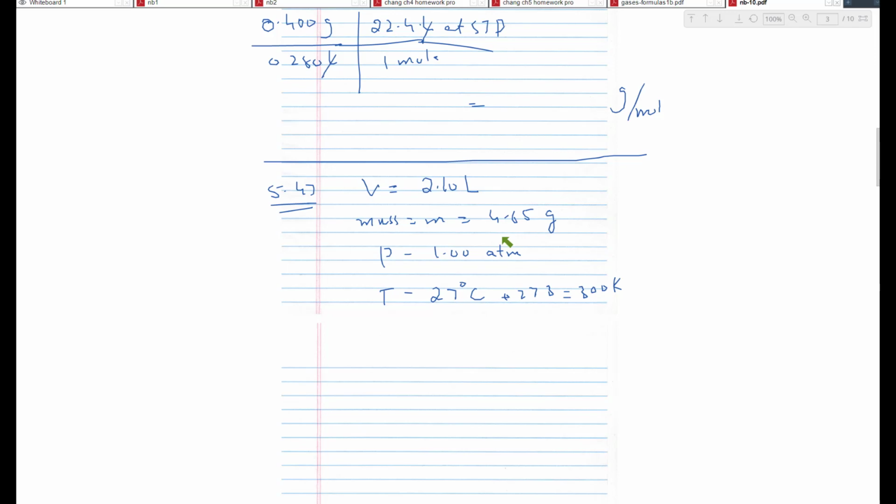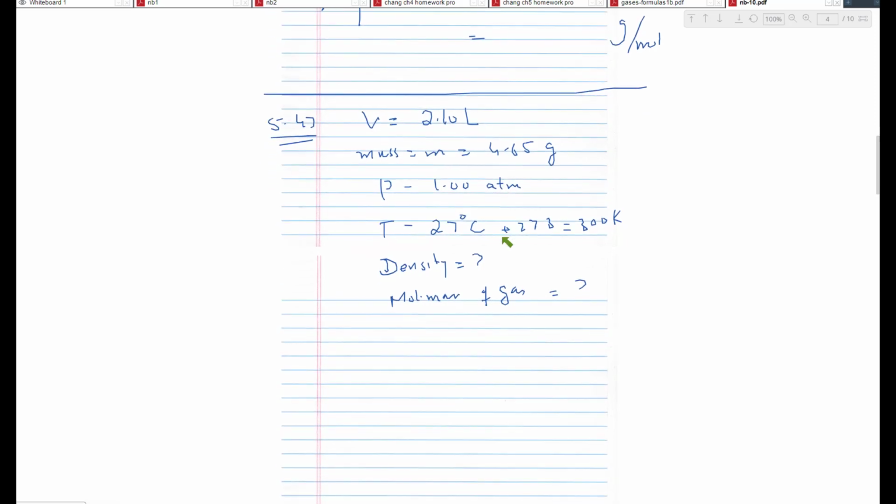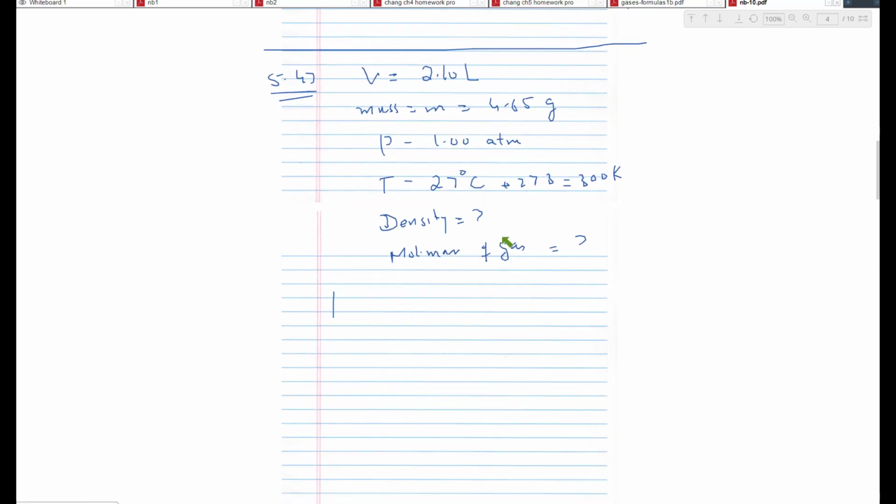Yes, 300 Kelvin. Calculate the density. What do you have to calculate? Density. And also you have to calculate the molar mass of the gas. I already gave you the formula for this. You can do it without that formula, but because we have grams, look at the formula.